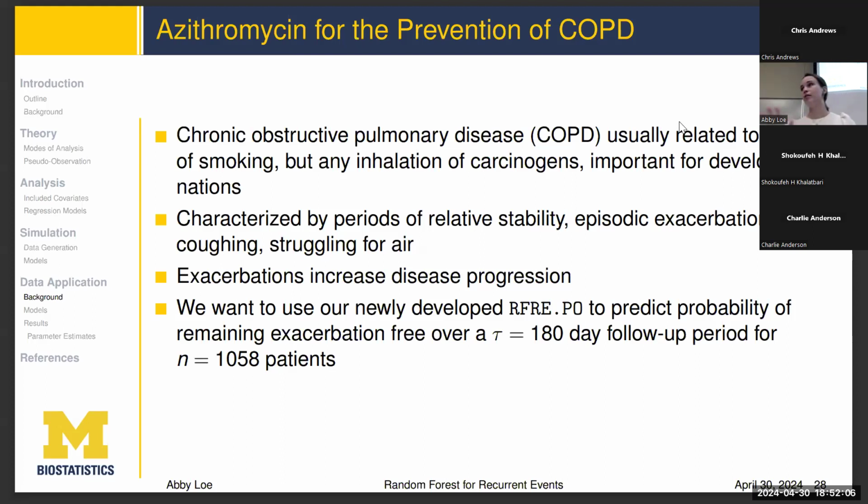If you have an exacerbation, it tends to make your disease worse, and you tend to get worse and worse over time. So this ability to predict the probability of remaining exacerbation free over a 180-day follow-up period will be really meaningful, thinking about the ways that we can give patients an idea of how their disease is progressing and how they're doing over time. We had 1,058 patients in this, and we also did, I think, 30-day windows.